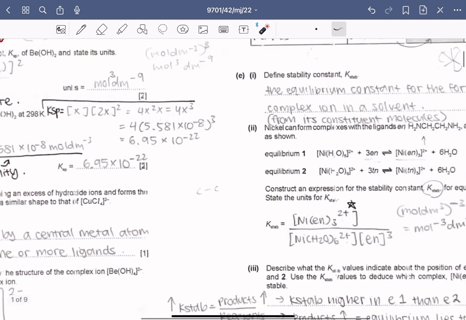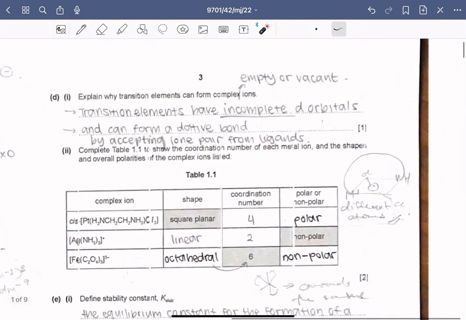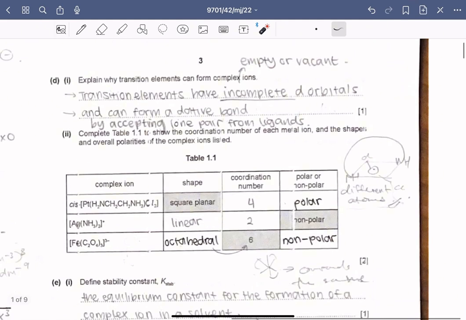Okay, next question. Di. Explain why transition elements can form complex ions. This question very often comes out in A level, especially in the recent papers. They could come in 2 or 3 marks, but here it's only 1 mark. So you could say transition elements have incomplete d orbitals. That's always the first thing that you have to answer. And therefore, they can form a dative bond by accepting a lone pair from ligands.